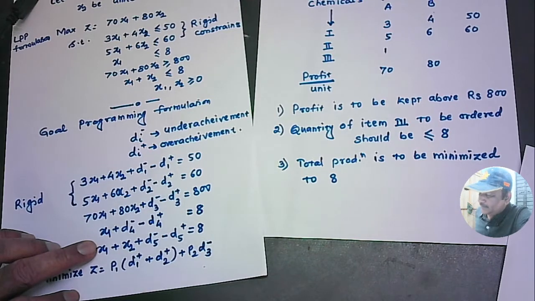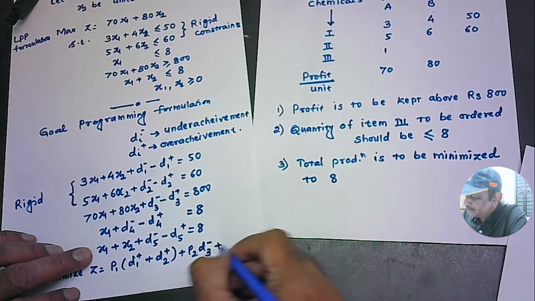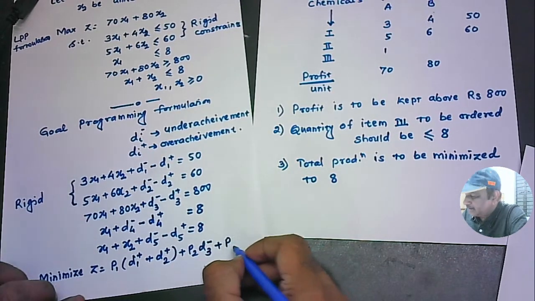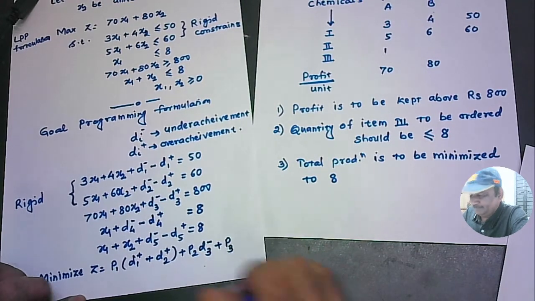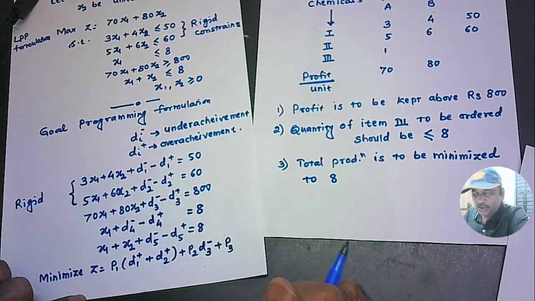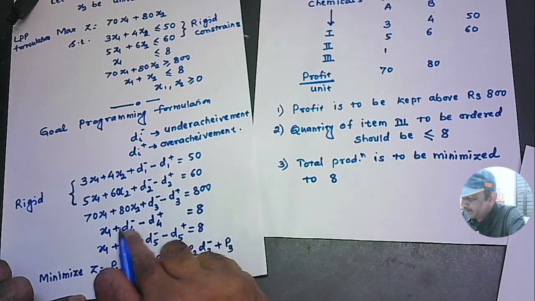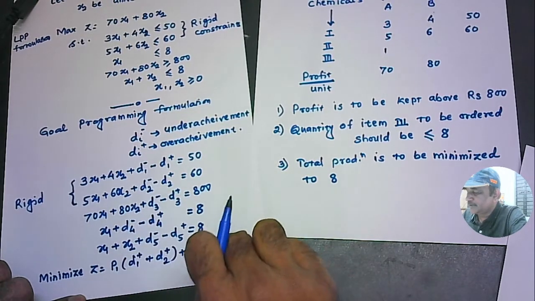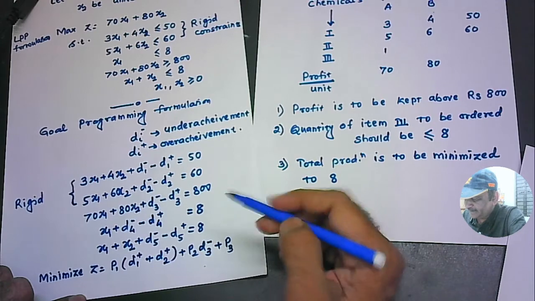So now here, first thing, you know what you have to write. P3 is the priority, the third priority goal. Now, what among these two should come to multiply P3 is to be decided.